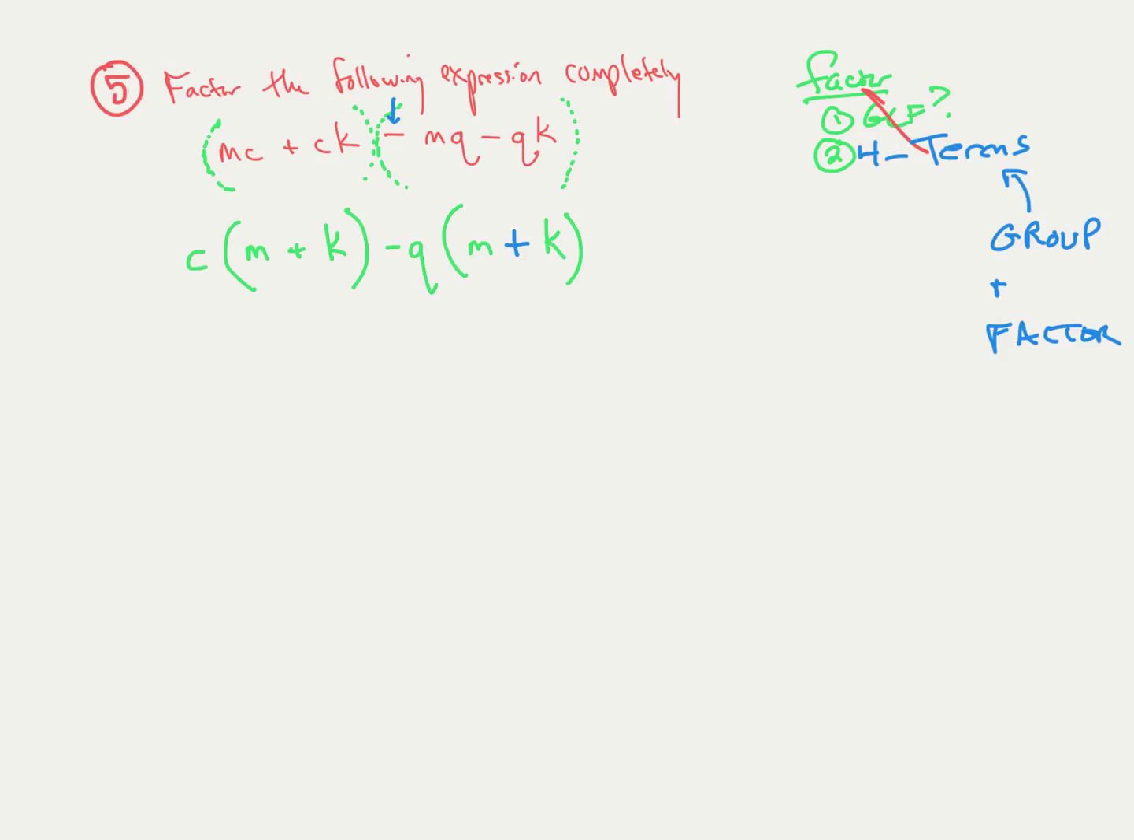And once you've done that, ideally this binomial part, the parentheses part, is exactly the same. So we got M plus K and M plus K that we can factor out again. So we got M plus K, and then we're going to multiply that by what was left when we took M plus K out. C and negative Q.